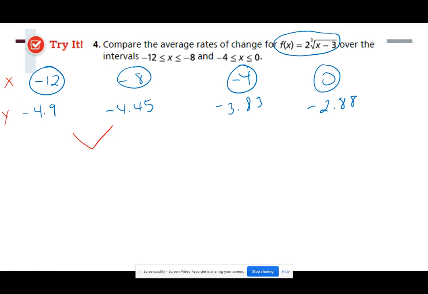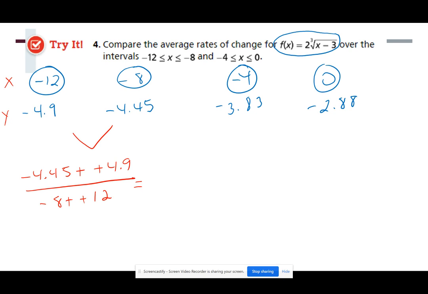So first we want to compare these two. So we're going to use that rate of change formula. So we have negative 4.45 minus negative 4.9 over negative 8 minus negative 12. Now notice how on the top and the bottom I have double negatives, minus, minus. So right away I'm going to change them to plus, plus, and same thing on the bottom. Okay, so if we go ahead and do this, we do 4.45 plus 4.9 divided by negative 8 plus 12.